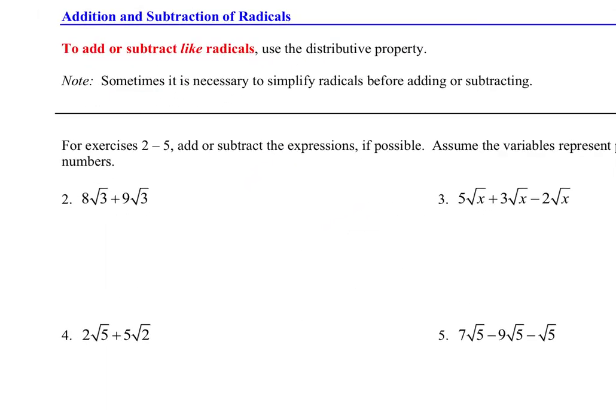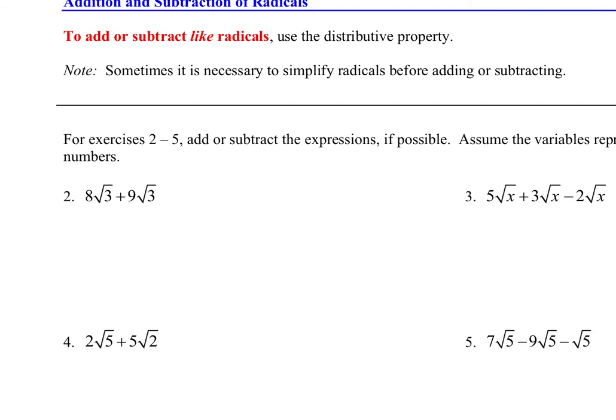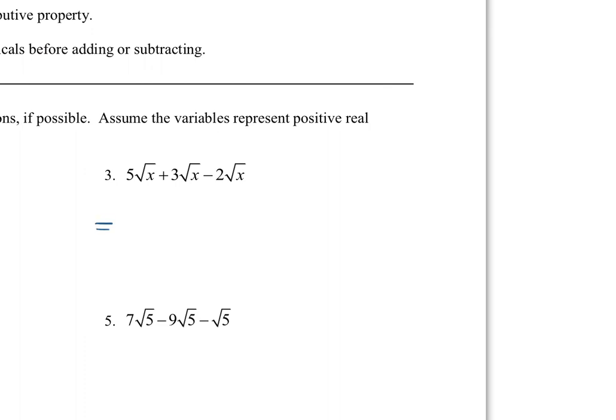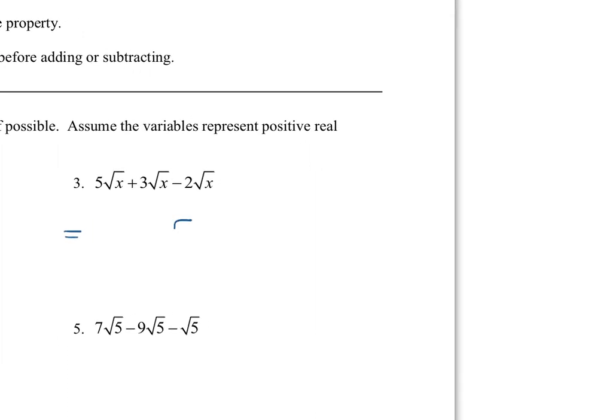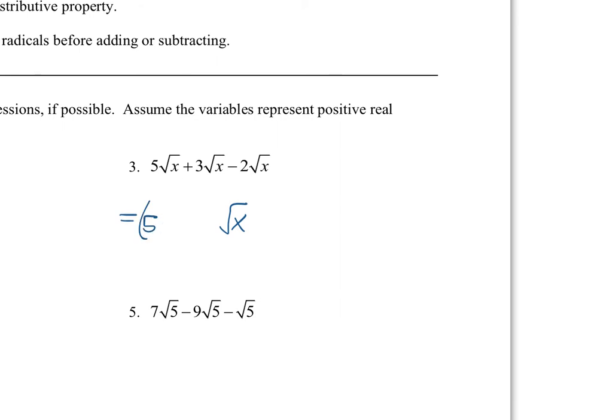So whenever we have like radicals, and you're adding and subtracting, you keep the radical, the root of 3 in this case, and you just do whatever the operation is: 8 plus 9 gives us 17 square roots of 3. So on number 3, you have the square root of x, and you're going to add 5 and 3 and subtract 2 from that to get 6 square roots of x.